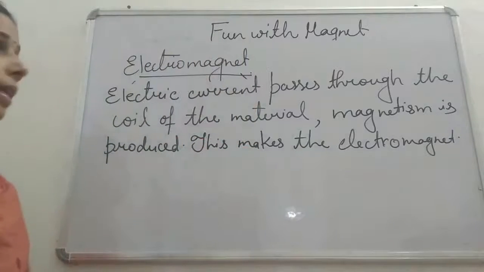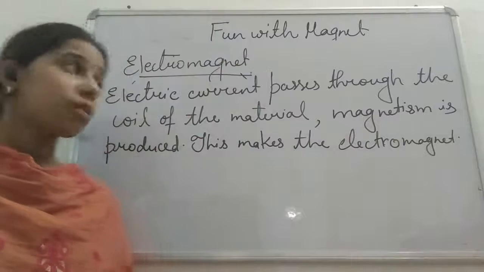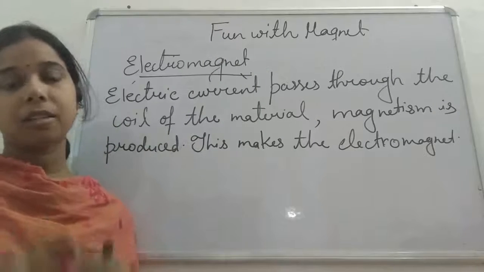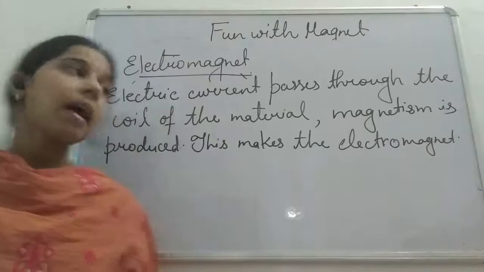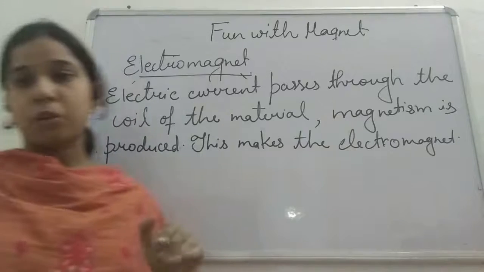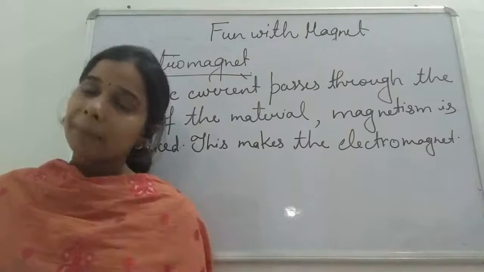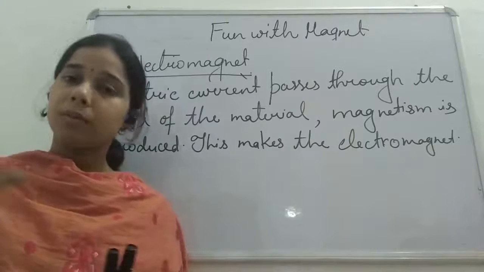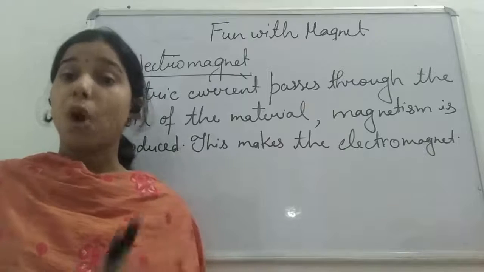Okay, so this will make the electromagnet. Now you see here, student, it means that when you give electricity, at that time it starts behaving like a magnet, and thus we can say it is an electromagnet. Now, what will happen if suppose you did not supply the electricity, or the supply of the electricity gets stopped?